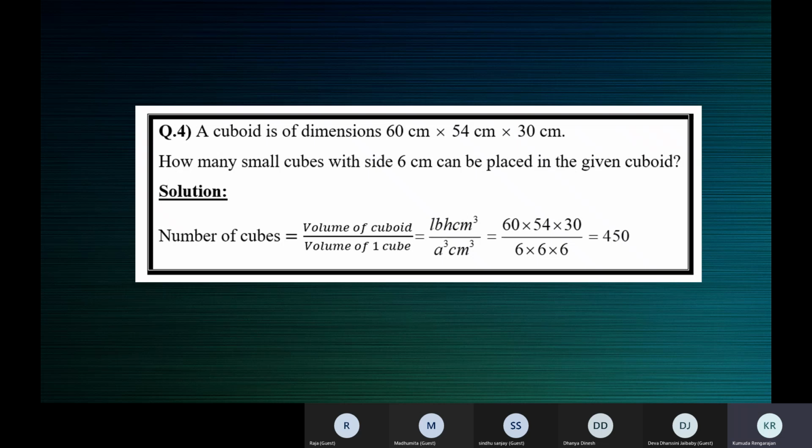Centimeter cube. Why have we written centimeter cube? All the values are in centimeter. So substitute the values. A cube means A into A into A, 6 into 6 into 6. On simplifying, we get 450. Write down, children. 6 ones are 6, 6 tens are 60, 6 nines are 54, 9 fives are 45. 45 into 10 is 450.